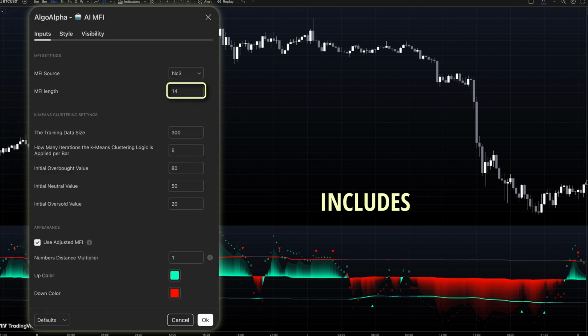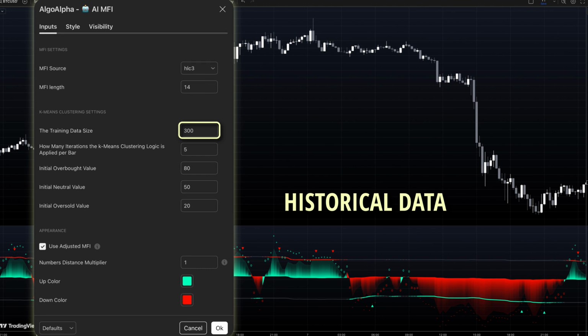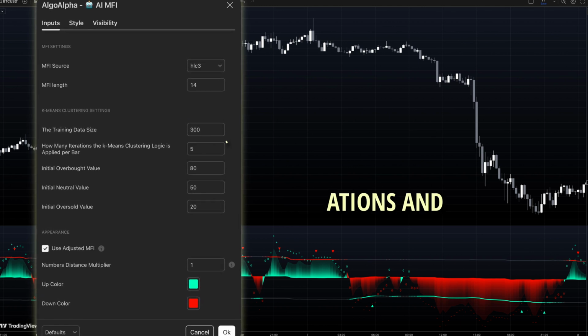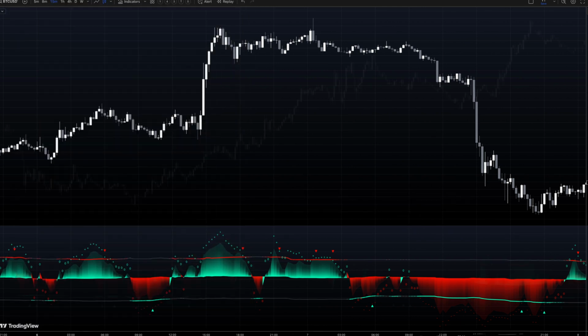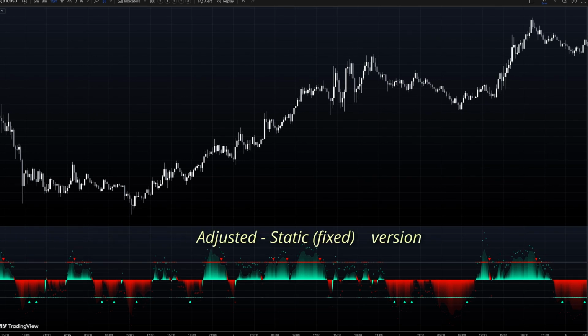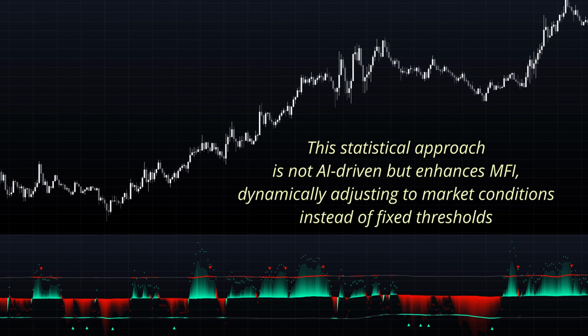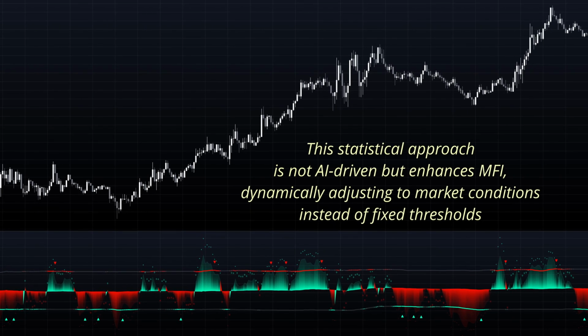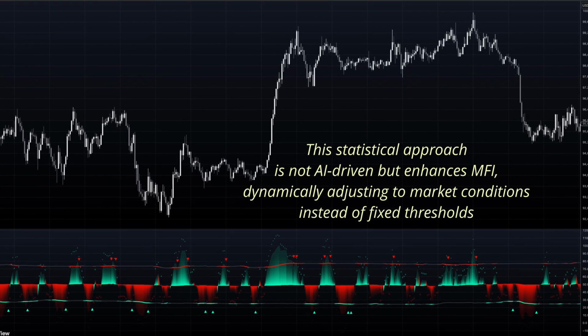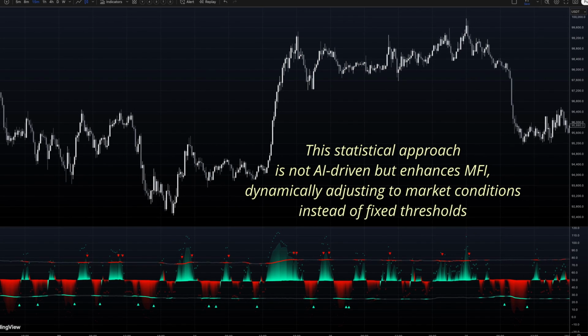The indicator includes customization options for the MFI calculation period, historical data size, clustering iterations, and initial threshold levels. You can choose between raw MFI values or an adjusted version that maintains fixed reference levels while adapting to market conditions. This statistical adaptation approach, while not AI-driven, aims to provide a more context-aware version of the traditional MFI by automatically adjusting to changing market conditions instead of using fixed threshold levels.